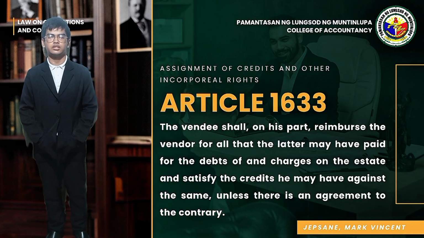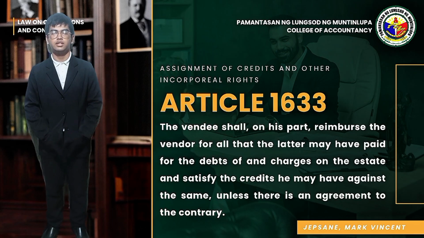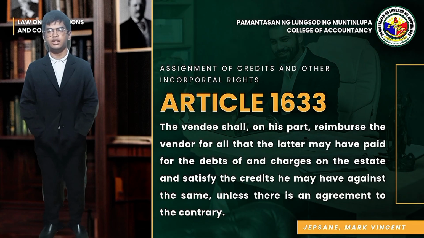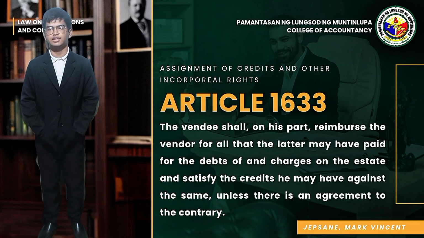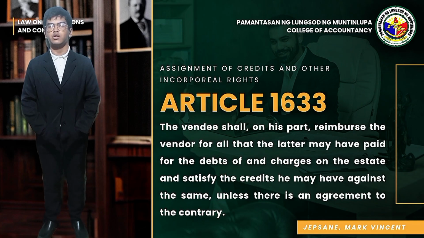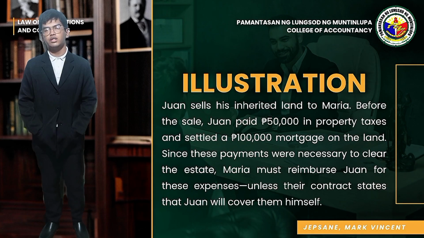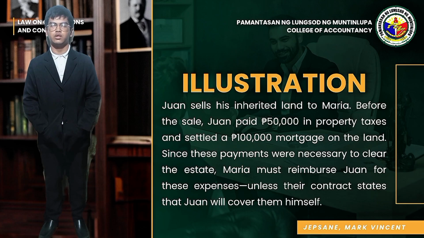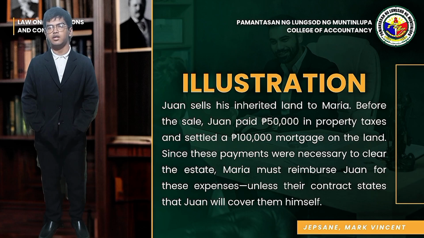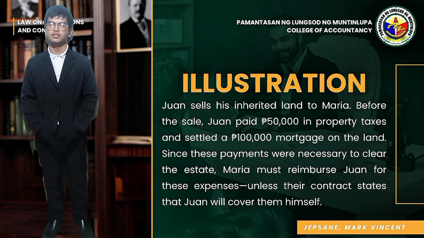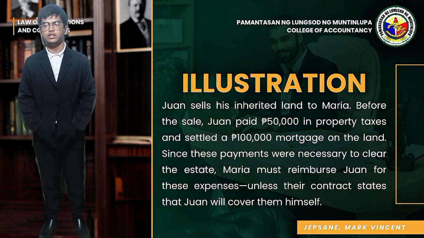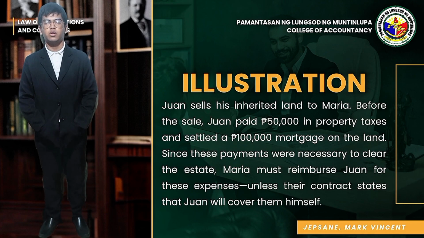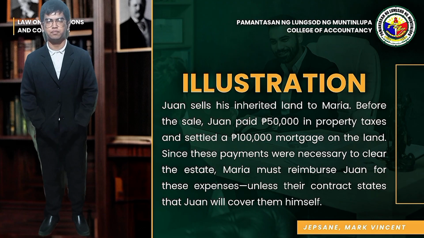Next is Article 1633. The vendee shall, on his part, reimburse the vendor for all that the latter may have paid for the debts of and charges on the estate, and satisfy the credits that he may have against the same, unless there is an agreement to the contrary. For example, Juan sells his inherited land to Maria. Before the sale, Juan paid 50,000 pesos in real property taxes and settled a 100,000 pesos mortgage on the land. Since these payments are necessary to clear the estate, Maria must reimburse Juan for these expenses, unless their contract states that Juan will cover them himself.